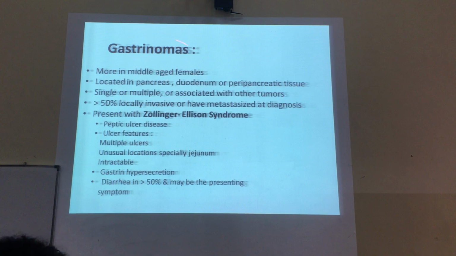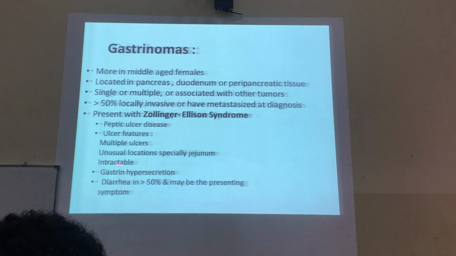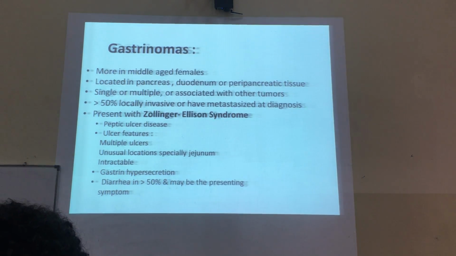Of course, yes. So the gastrinomas, I already told you, are more in middle-aged females, located in the pancreas, duodenum or peripancreatic tissue, maybe single, maybe multiple. And sometimes, in more than 50%, they are invasive into the surrounding area, locally invasive, and have metastasized at the time of diagnosis. They present with a syndrome called Zollinger-Ellison syndrome, and I told you the reason: because of excessive gastrin, excessive HCl, excessive pepsin, and excessive ulcers damaging the cells. In peptic ulcer disease, ulcers will be multiple, in unusual locations, for example in the jejunum, and the pain is intractable. There is gastrin hypersecretion and there is diarrhea in more than 50% of the people. So usually they present with severe diarrhea.